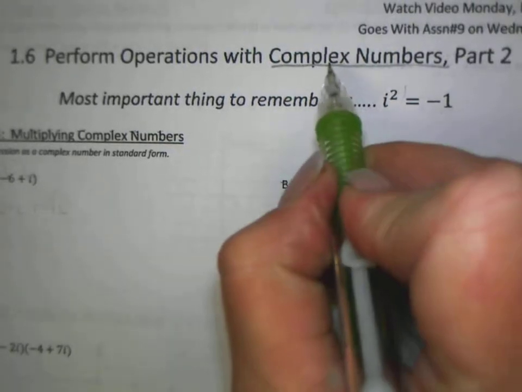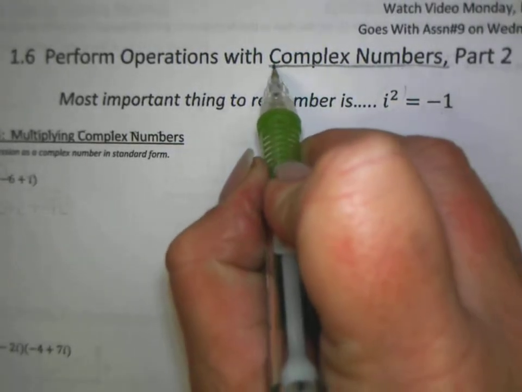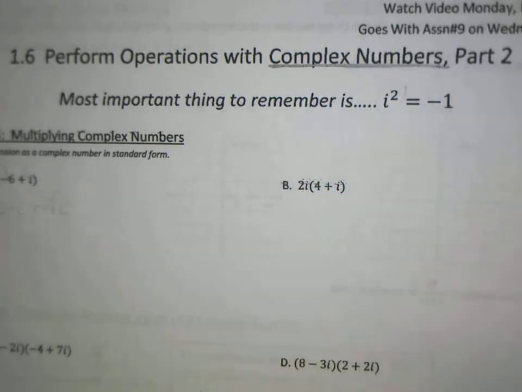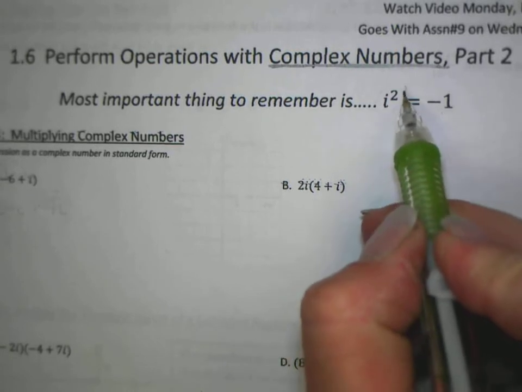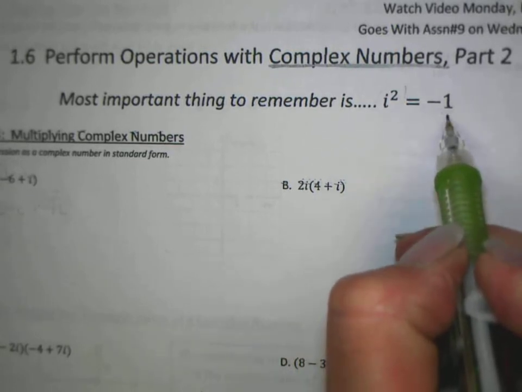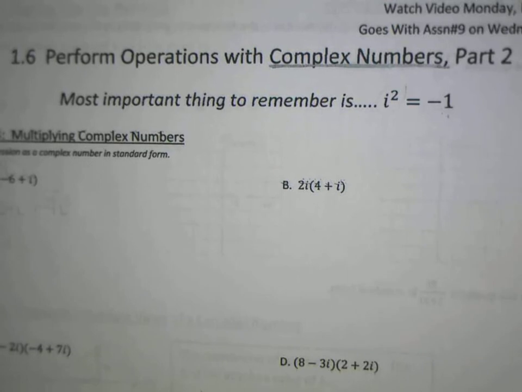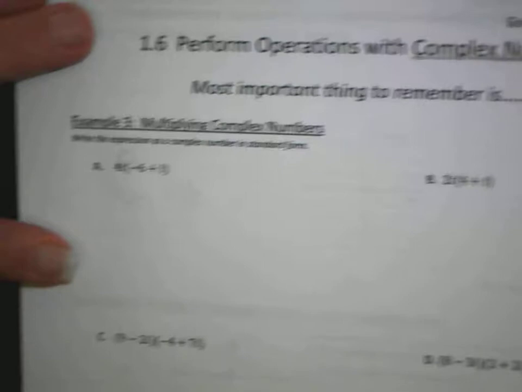Okay, today we're going to do 1.6 part 2, which is performing operations with complex numbers. We learned in part 1 that an i stood for an imaginary number, which is a negative under a radical sign. In this part, you're going to find out that when you get an i squared, it automatically becomes a negative 1. The good news is all the operations that you're going to do, distributive property, FOIL, anything like that, are still going to be the same, except wherever an i squared comes in, there's a negative 1. All right, let's take a look at this.